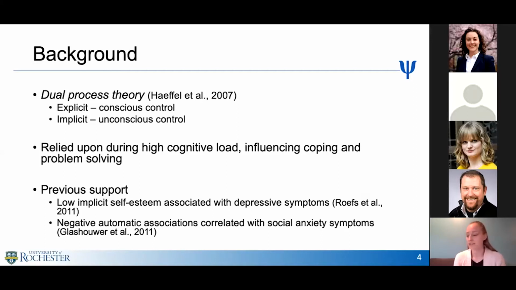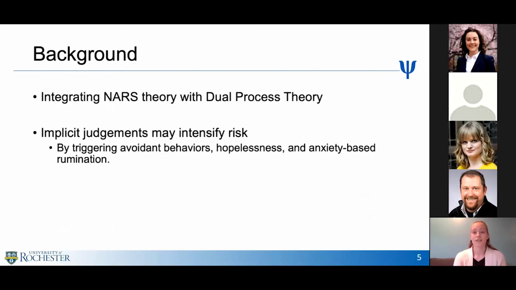Previous work has found that implicit judgments have been associated with depressive symptoms and social anxiety symptoms. To my knowledge, no current research exists which explores whether the pathway from anxiety to depression may be influenced by implicit judgments. So the current study worked to integrate NARS theory with dual process theory, such that implicit judgments may intensify the risk that anxious individuals will experience co-occurring depressive symptoms. And this is because the implicit judgments may functionally act as an implicit version of negative anxiety response styles, triggering avoidant behaviors like hopelessness and anxiety-based rumination.